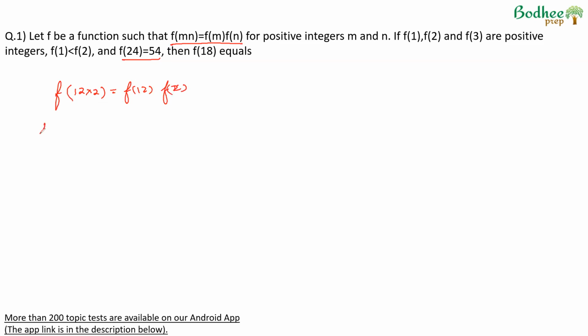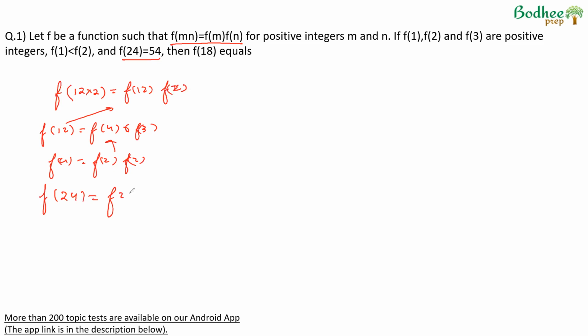Further, f of 12 can be written as f of 4 into 3. And f of 4 can be written as f of 2 into 2. So if we actually break this down, we replace f of 4 here and then replace f of 12 here, we can write f of 24 is equal to f of 2 into f of 2 into f of 2 into 2 into 2, which is 8 into 3. So this becomes f of 24.